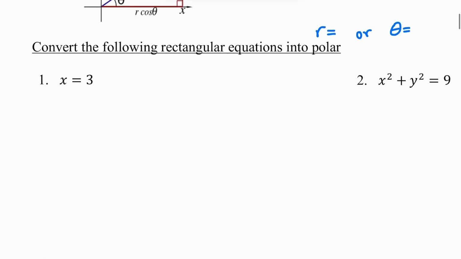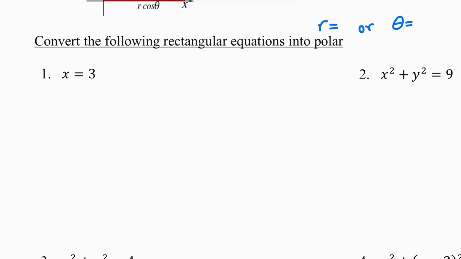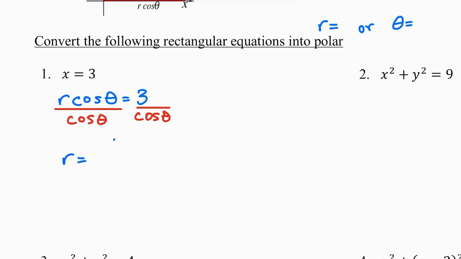So if we start here with x equals 3, if you look at that equation at the top, x is the same thing as r cosine theta. Now for this problem, since we have both r and theta, we're just going to solve for r. So in order to do that, I'm going to divide both sides by cosine theta. So honestly, in this class, you could leave your answer as 3 divided by cosine theta.